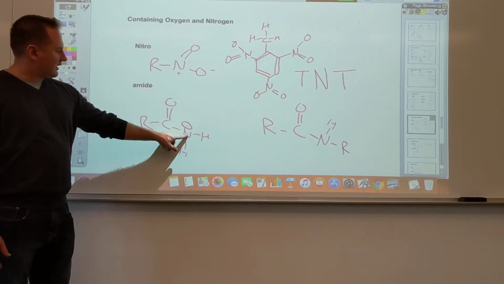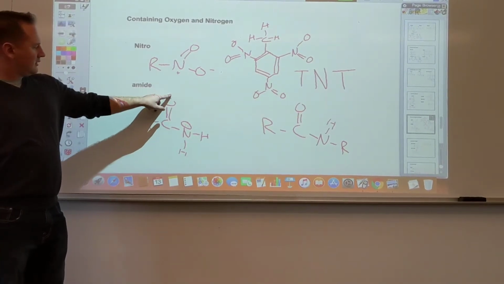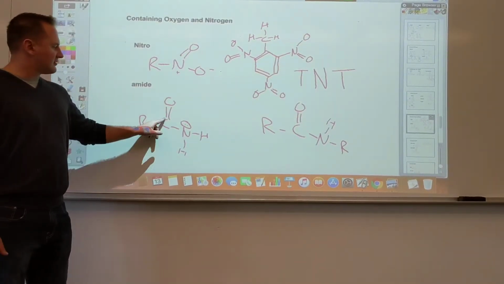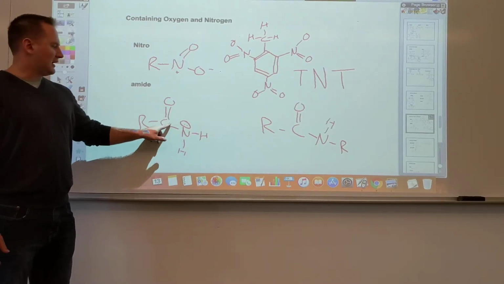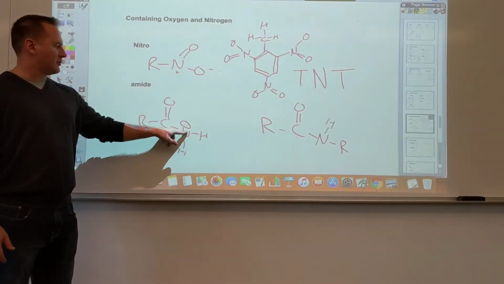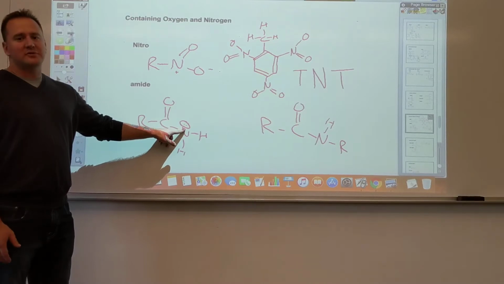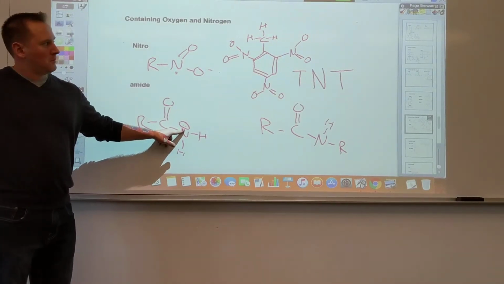Amides are when you have a nitrogen bonded to a carbon that has a double bond O. So this is essentially like an organic acid group with the oxygen being replaced by a nitrogen, and this is what happens in peptide bond formation.